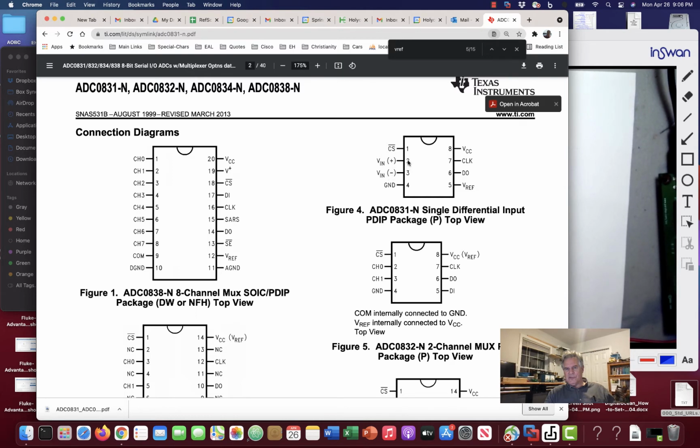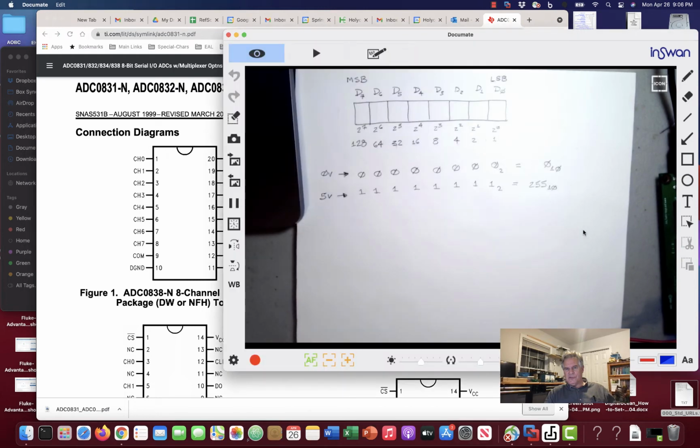VIN, this is actually a differential input converter. We're going to use it as a single-ended input converter, so we're going to connect our input to pin 2 here, VIN plus, and we're just going to connect VIN minus to ground. So we're always looking at the difference between our signal and ground, which is another way of saying we're looking at our signal. So our potentiometer wiper will come into pin 2 here, and pin 3 will be connected to ground. So that's our hookup.